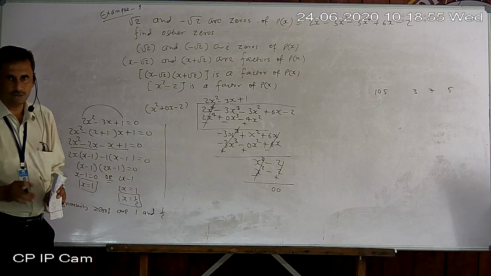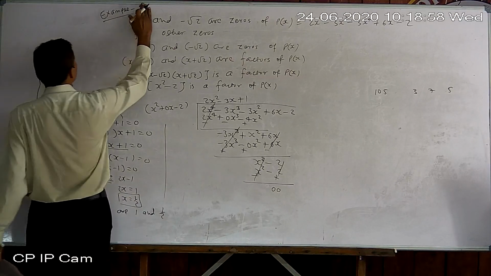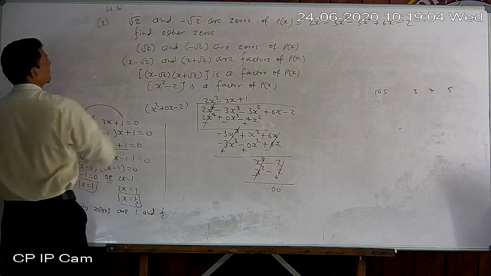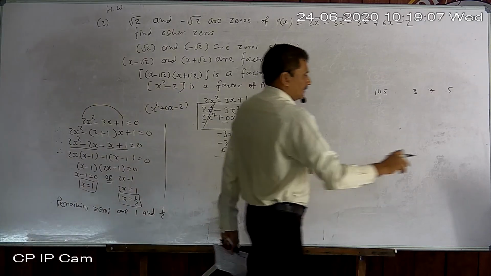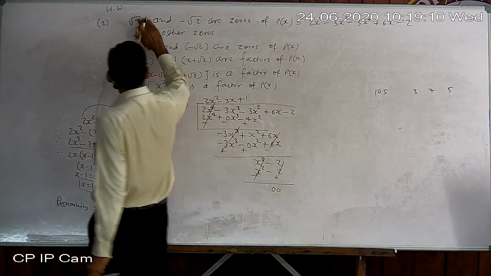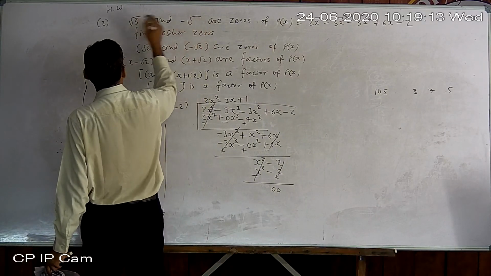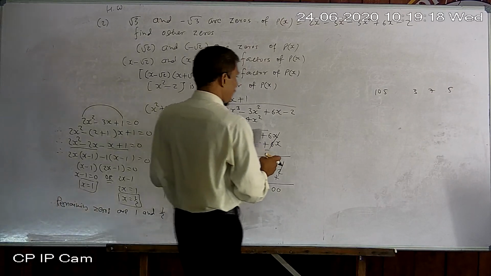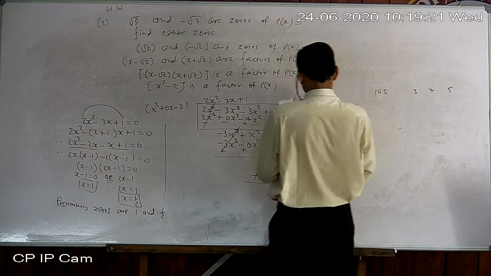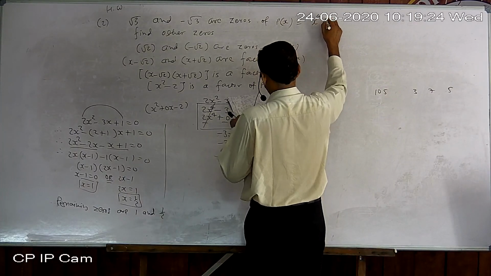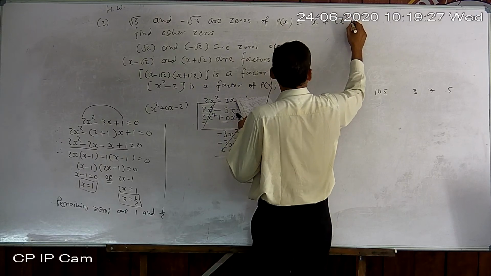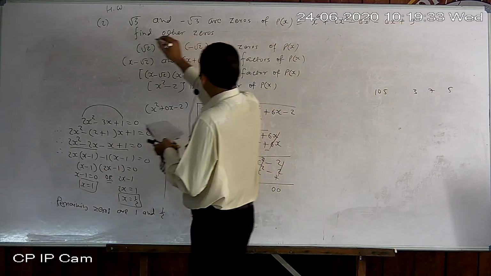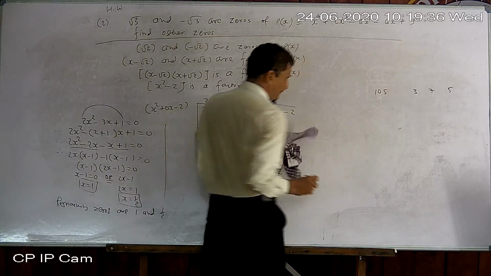You can verify there also. Now the second homework. If root 3 and minus root 3 are zeros of x raised to 4 plus 2x cube minus 6x square minus 6x plus 9, then find the other zeros. Okay, so for the second homework sum, you just write it down.